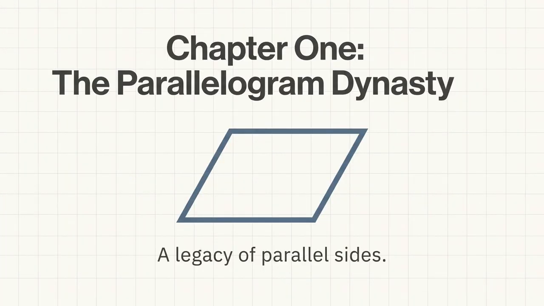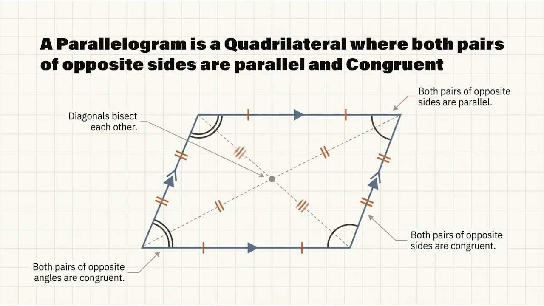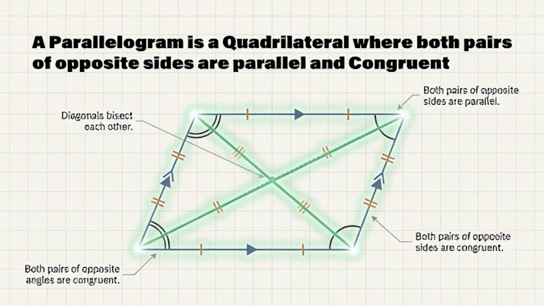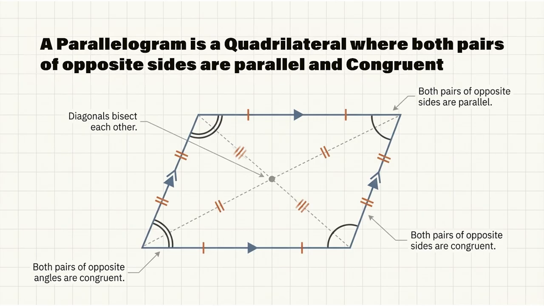All right, so what makes a parallelogram a parallelogram? Well, here's its DNA, its core traits. First, both pairs of opposite sides are parallel. That's key. They're also the same length. On top of that, opposite angles are equal. And here's a really cool one. The diagonals, the lines that cut across the middle, they slice each other exactly in half. Now keep these traits in mind, because we're going to see them pop up again and again.